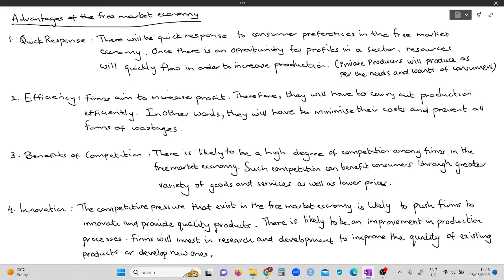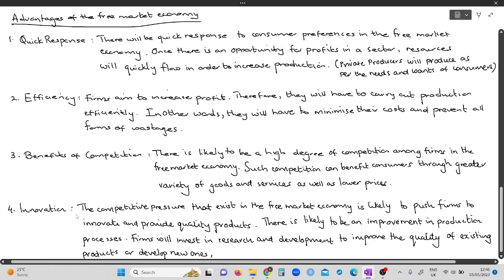Next advantage of the free market, we have innovation. Since there is competition, it can push firms to innovate and provide good quality products. So here, the competitive pressure that exists in the free market economy is likely to push firms to innovate and provide quality products. There is also likely to be an improvement in production processes.